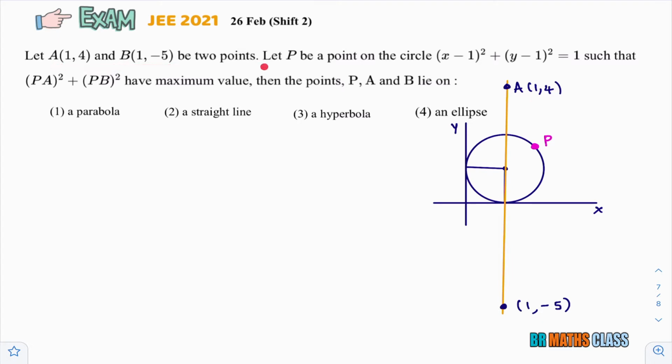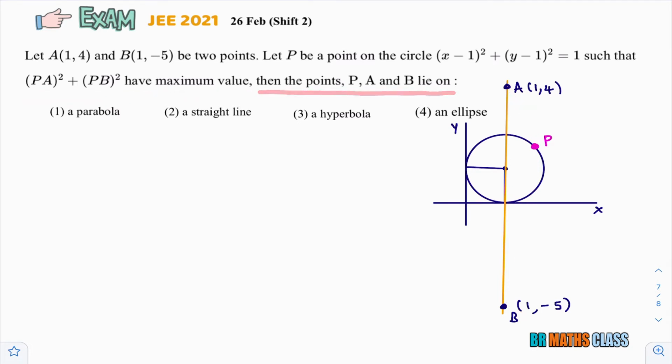And P is a point on the circle. Here I just marked the point P, but I don't know exactly where this point P is. P is a point on the circle. The point P may be here or maybe here, it may be anywhere. They are saying that PA square plus PB square has maximum value. Then the points PAB lie on.